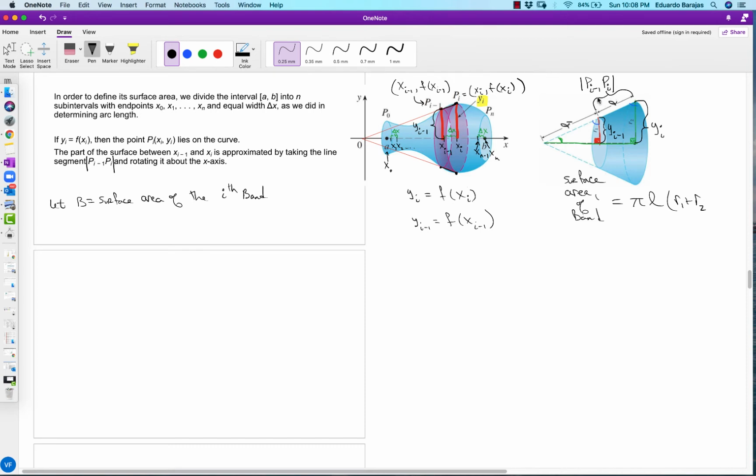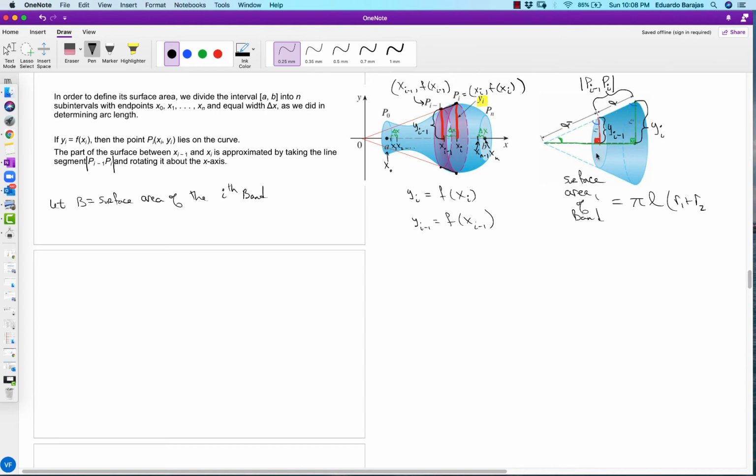which we recognize from the previous section, right? To find that distance, the notation that we use is this. So the part of the surface area between x sub I minus 1 and x sub I is approximated by taking the line segment P sub I minus 1 to P sub I and rotating it.